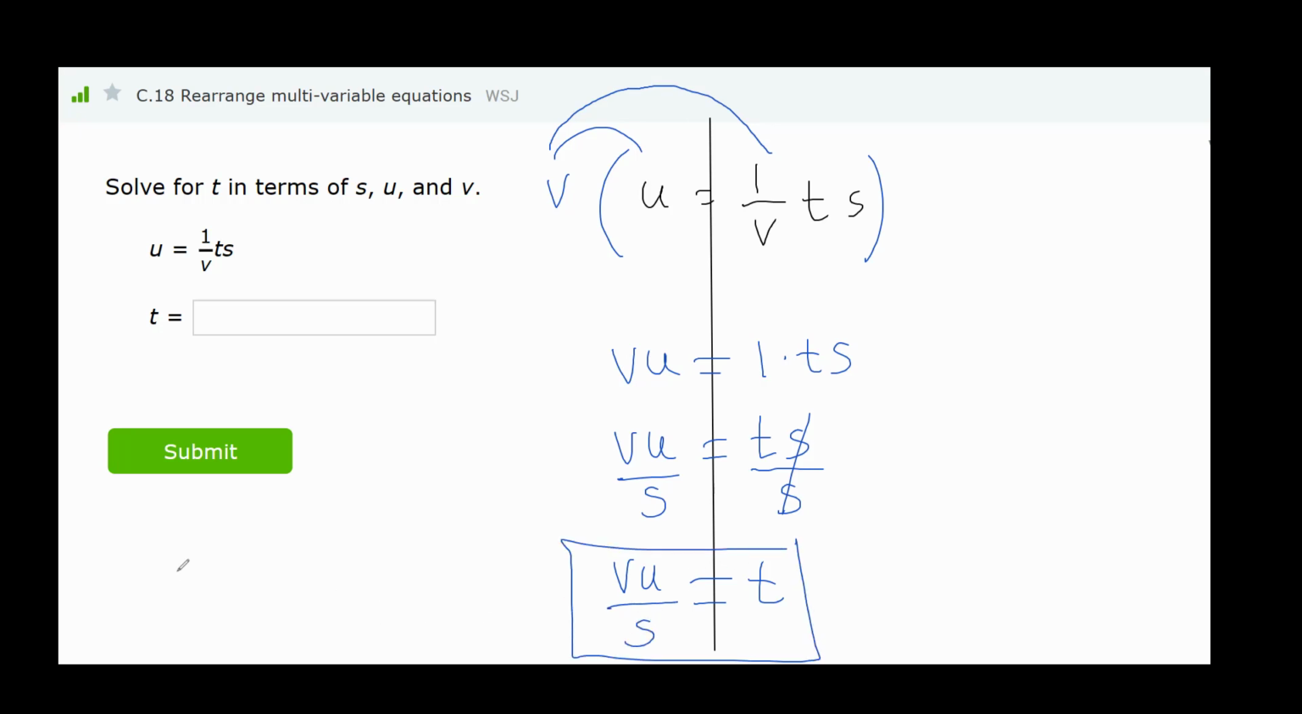So either you can switch it around if you want. So you have t equals vu, which is to say v times u divided by s, and then you're done.